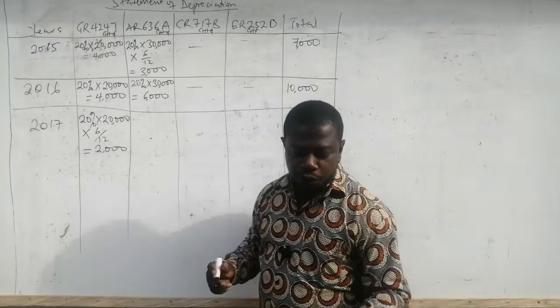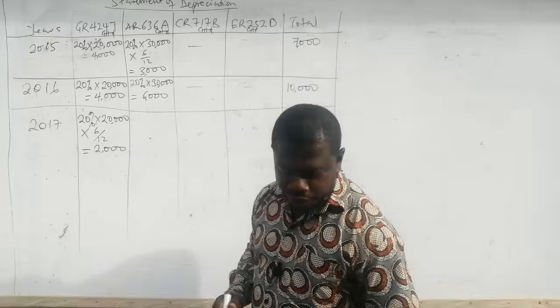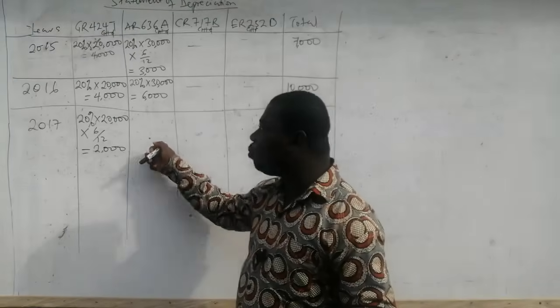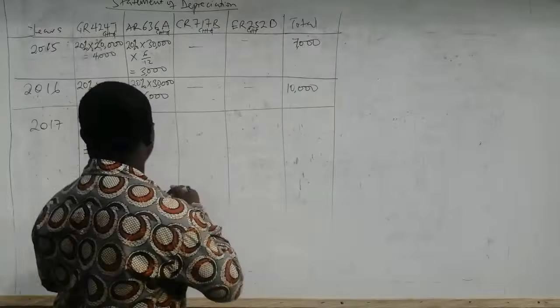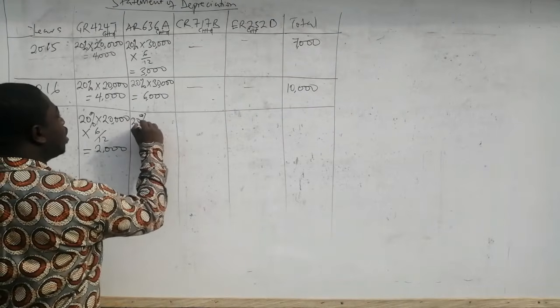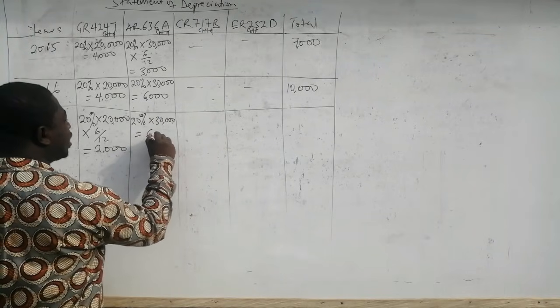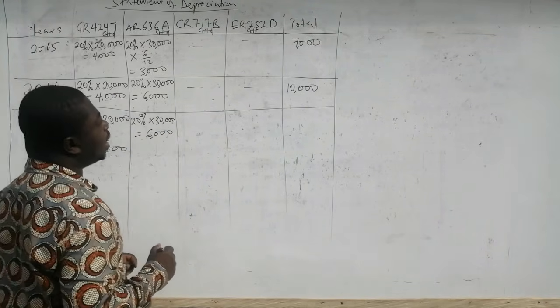And then we move to the next asset, which is AR636A. Now, that asset was never sold, so it will be there throughout. And so we will calculate 20% of 30,000. And then we are going to get our 6,000 again for that asset.